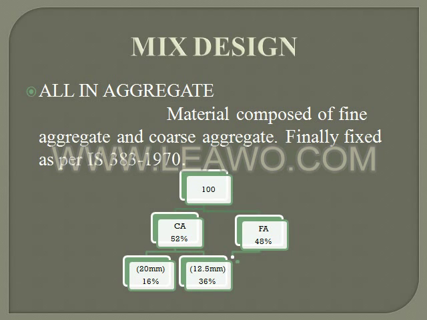After all the material testing, the mix design was proposed. First, we started with all-in aggregate blending, with the material composed of fine aggregates and coarse aggregates, fixed as per IS 383-1970. 100% should be obtained, for which coarse aggregate was taken to be 52% and fine aggregate was taken to be 48%. As we used type 1 and type 2 coarse aggregate, that is 12.5 mm and 20 mm coarse aggregate, we blended it into two different percentages, that is 36% of 12.5 mm aggregate and 16% of 20 mm aggregate.